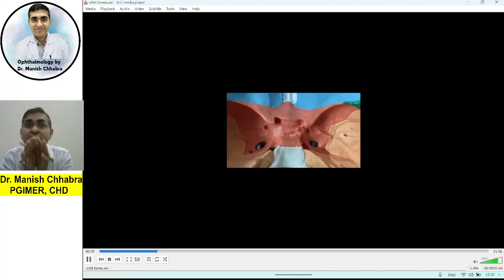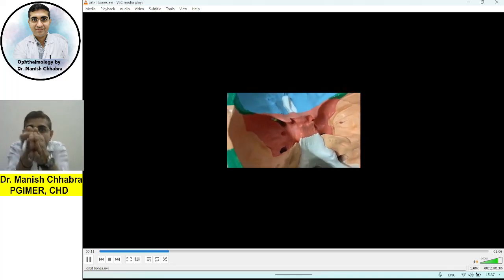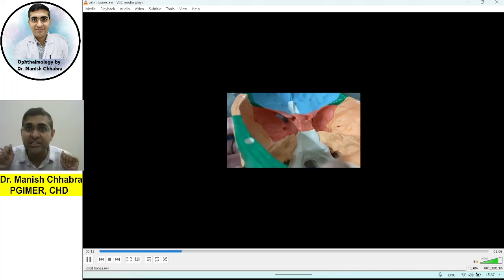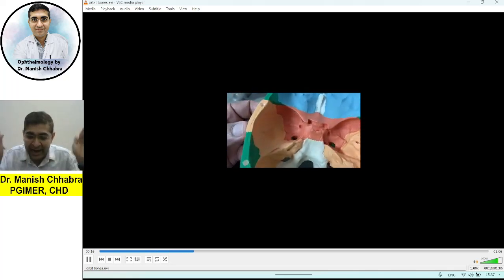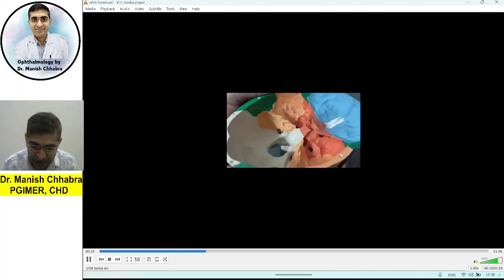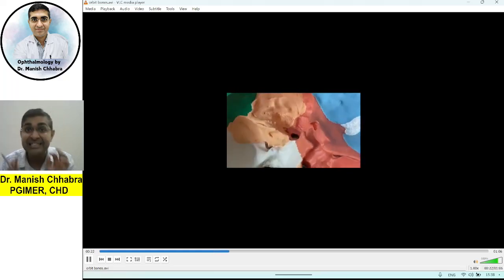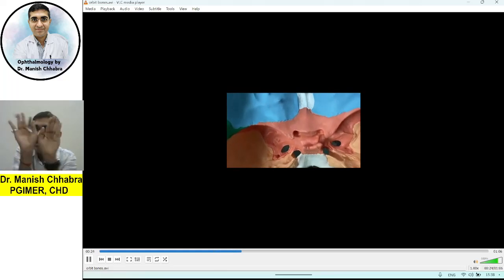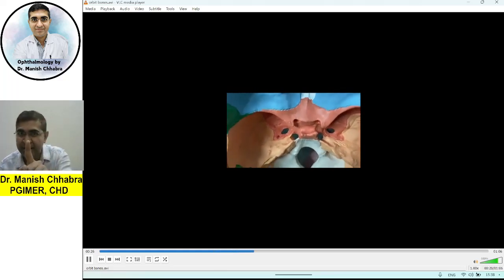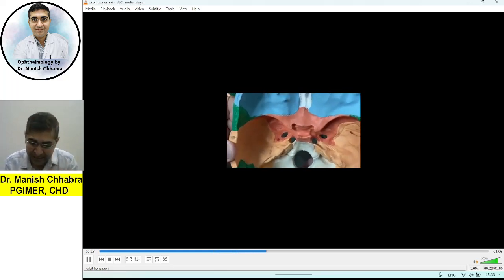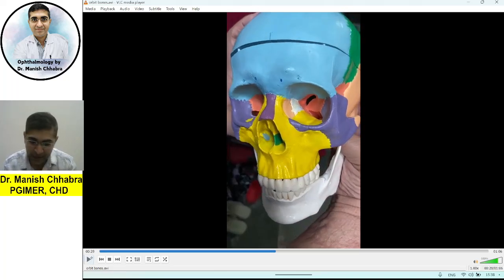So sphenoid has got three parts: the central body, and the peripheral wings, the lesser wing and the greater wing. Can you appreciate? So this is your greater wing, and this is your lesser wing. So the gap between the lesser wing and greater wing of sphenoid is the superior orbital fissure. Now, this is your lesser wing of sphenoid and this is your greater wing of sphenoid. So this is your superior orbital fissure.